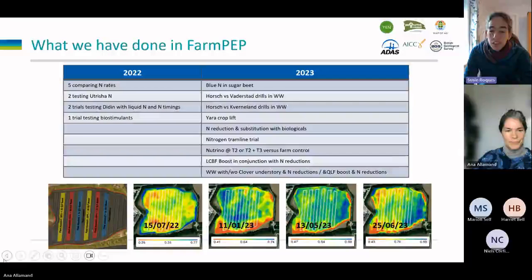So I think the process has been quite educational, both in what we've learned about the treatments we tested, but also about how to do trials well.